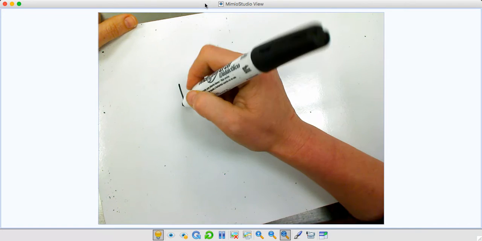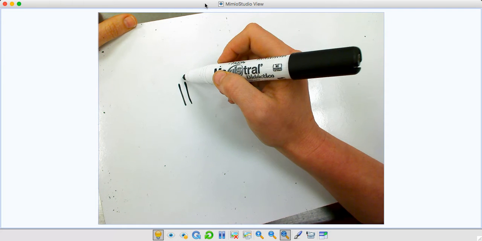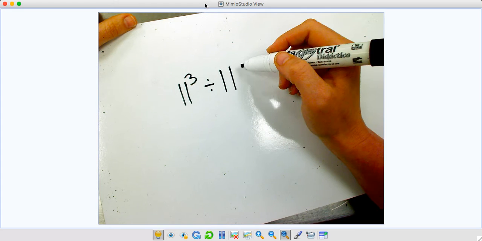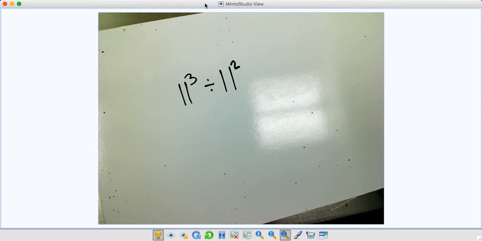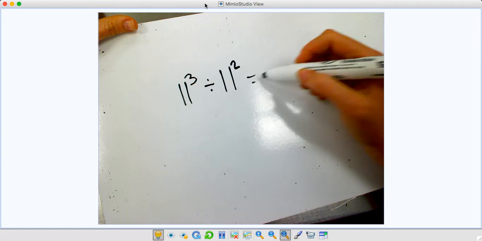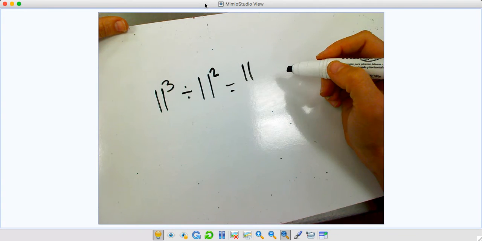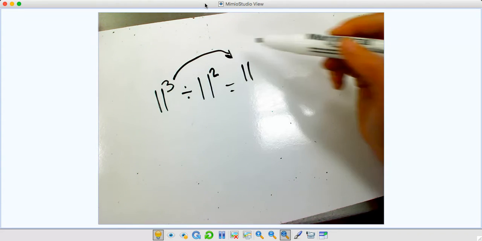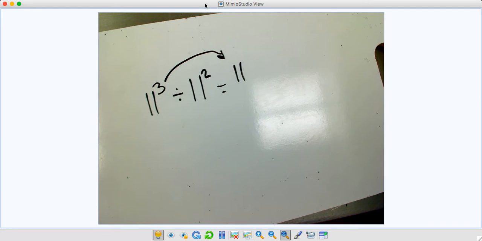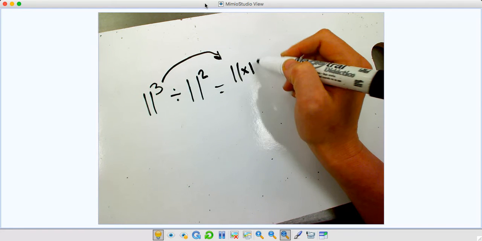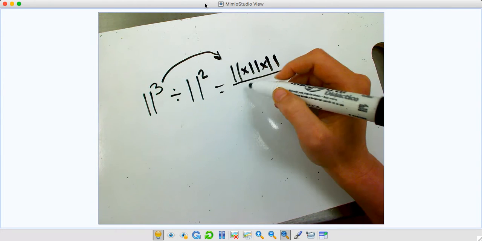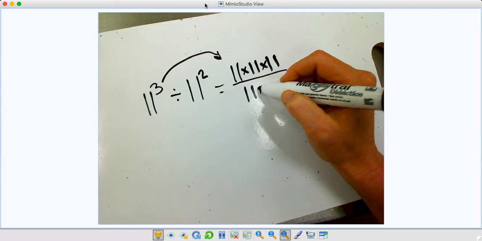So first, I'm going to start with 11 to the third power divided by 11 to the second power. Super simple. So let's keep it simple. I'm going to put this in fraction form just because a fraction is the same thing as a division sign and it makes it a little bit easier to see. So in order to solve this, from what I know, I have to put it in expanded form. So 11 to the third power is 11 times 11 times 11, and that's divided by, or over in this case, 11 squared, which is 11 times 11.